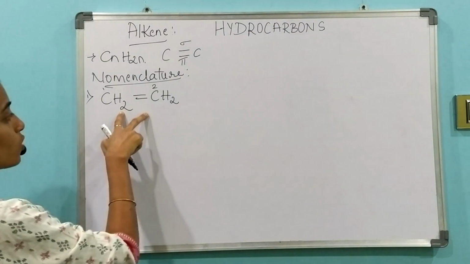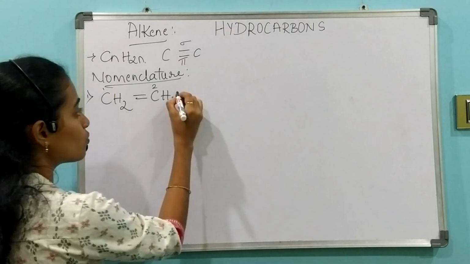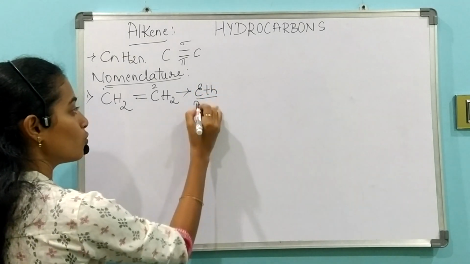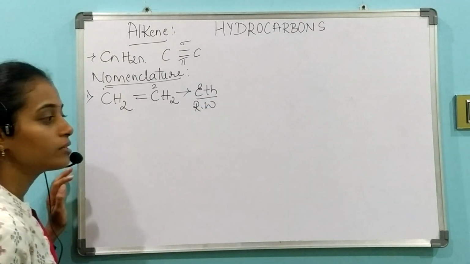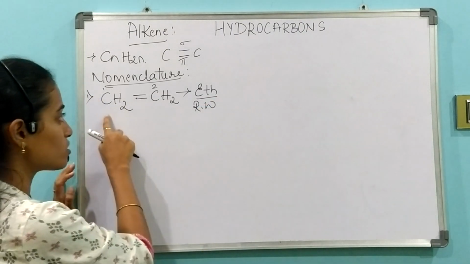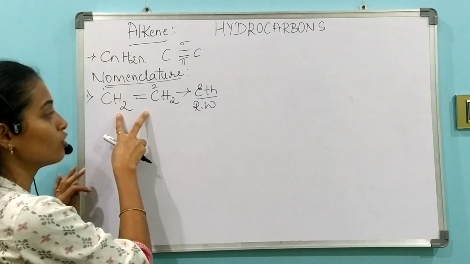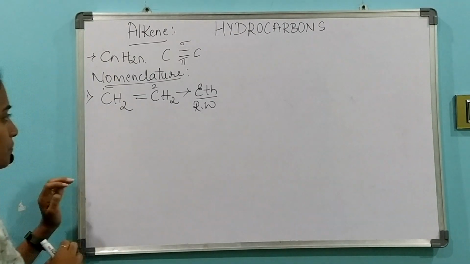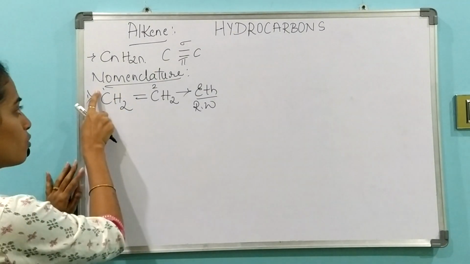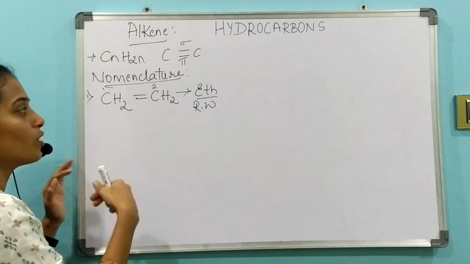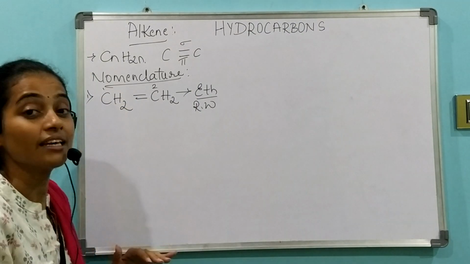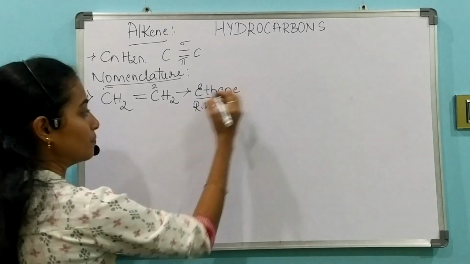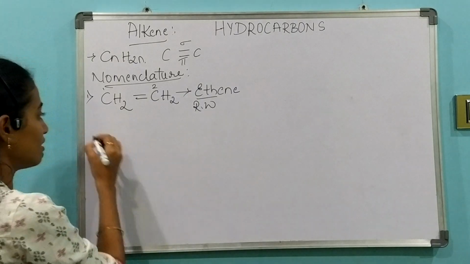So here we have only 2 carbons in the straight chain. So which root word you are going to use here? It is eth. It is a root word. It depends on the number of carbons present in the straight chain. This is my straight chain. I have only 2 carbons. So root word I will be using eth. Eth is the root word. Next, I have double bond between carbon number 1 and carbon number 2. So what is the suffix used for the double bond? It is ene, alkene. Fine. Here it will be ethene. It is ethene.